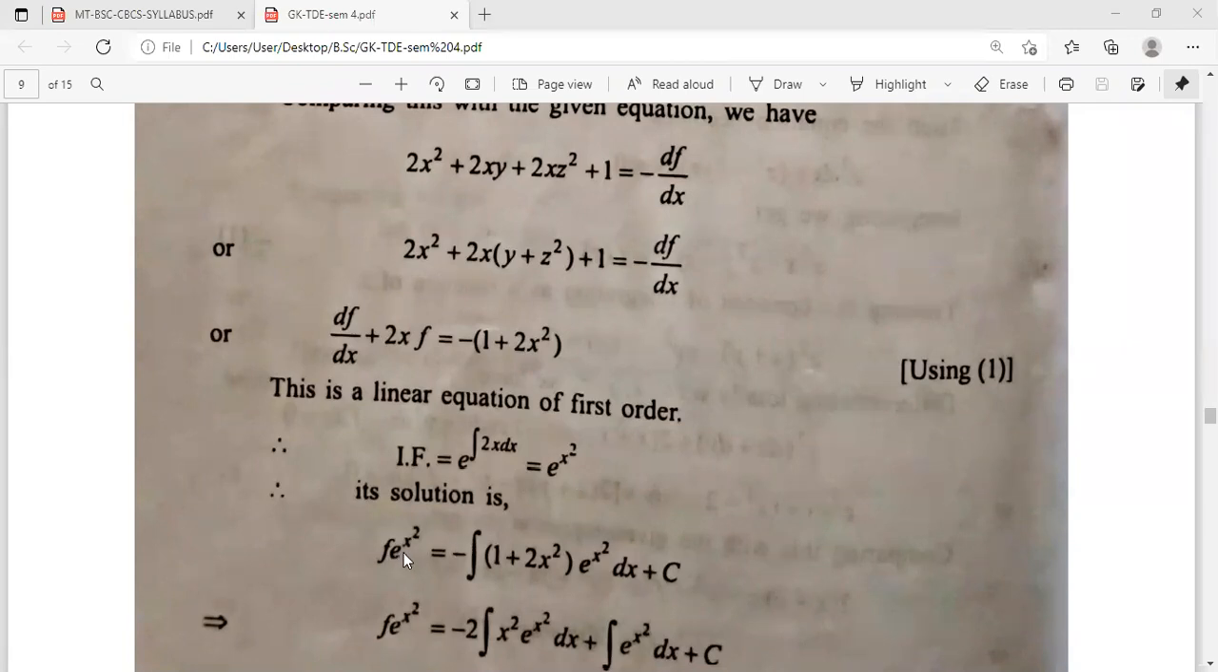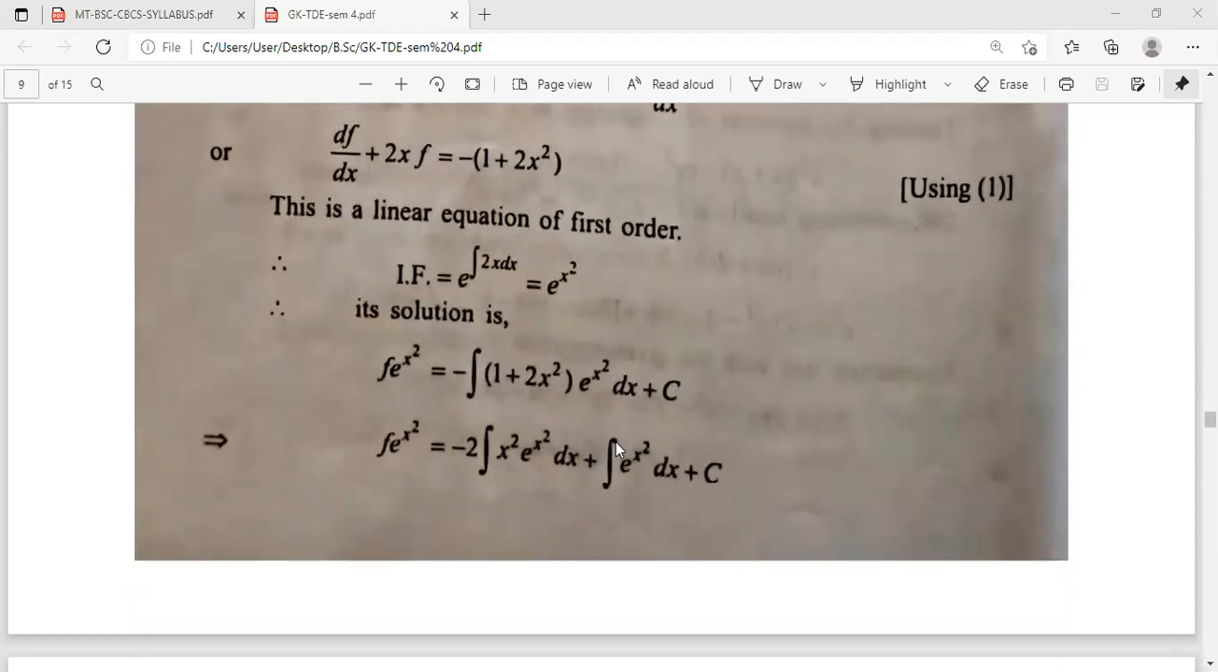f into the integrating factor equals the integral of q into the integrating factor with respect to x plus c. What is q here? e to the power x square. You have to write that; this is the solution of the linear differential equation.